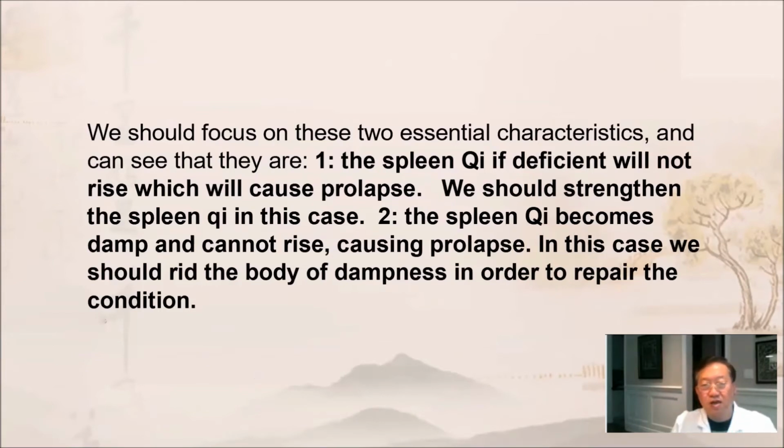1. The spleen qi, if deficient, will not rise, which will cause prolapse. We should strengthen the spleen qi in this case. 2. If the spleen qi becomes damp and cannot rise, causing prolapse, in this case, we should rid the body of dampness in order to repair the condition.